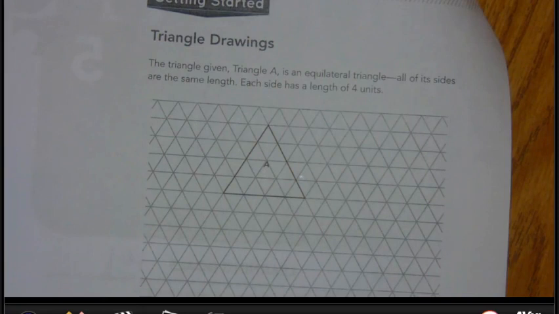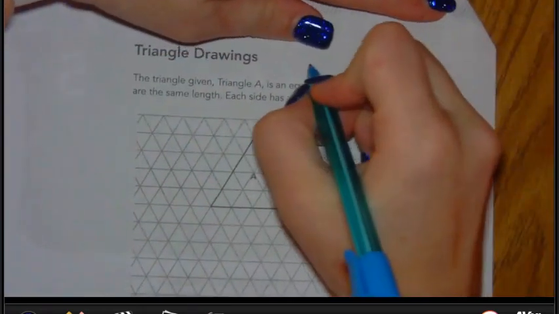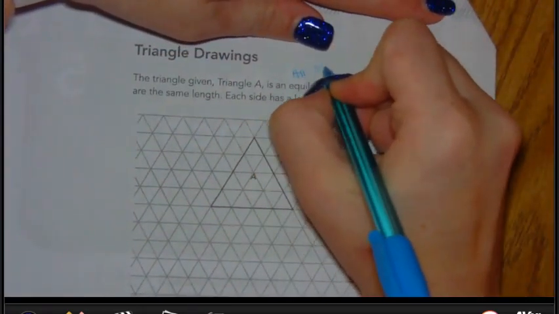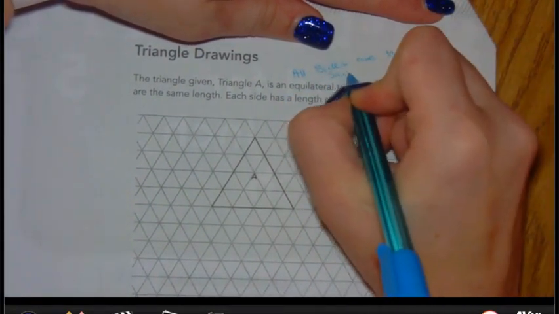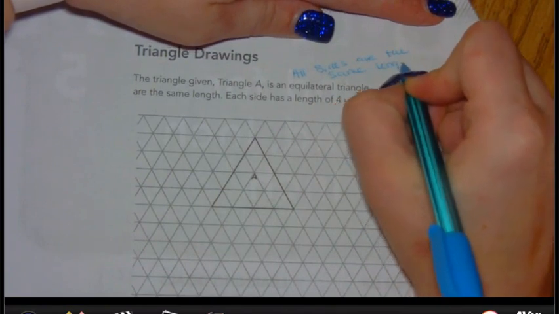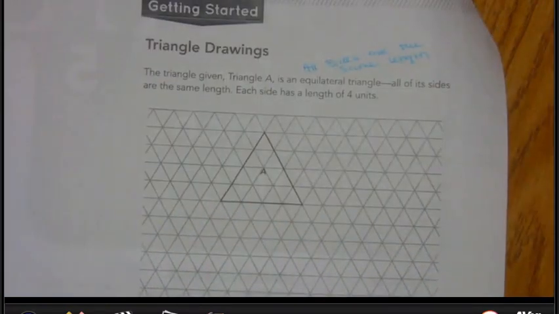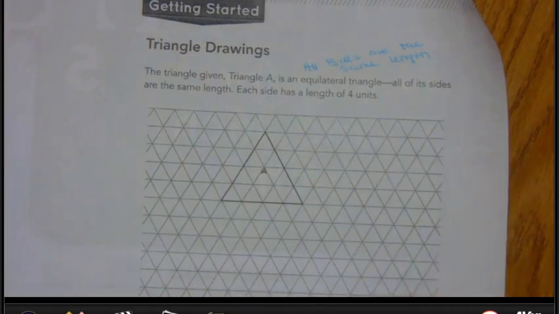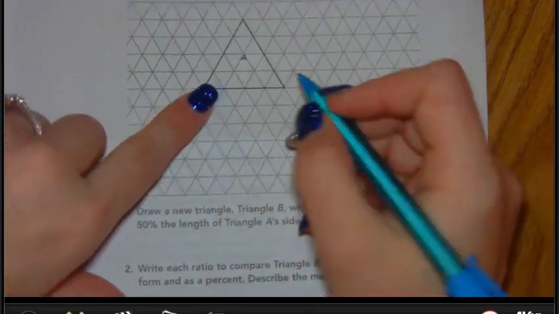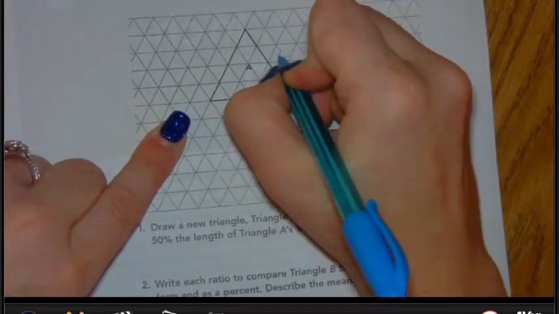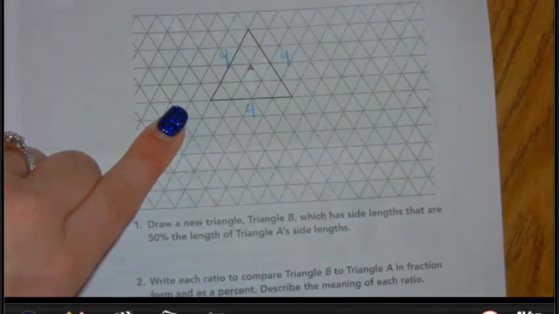Now, an equilateral triangle means all sides are the same length. Okay, all sides are the same length. Okay, and it also states it here, all of its sides are the same length. Each side has a length of 4 centimeters. All right. So I know that this side right here is 4, this side is 4, and this side is 4.